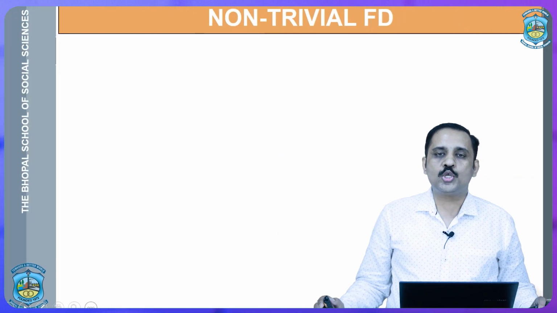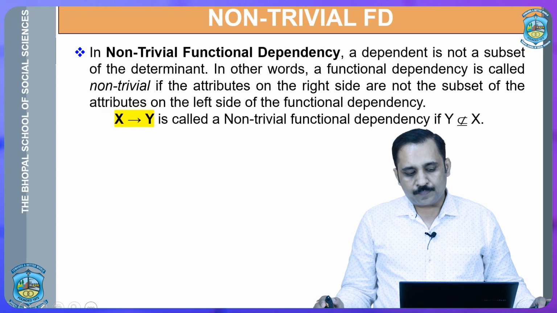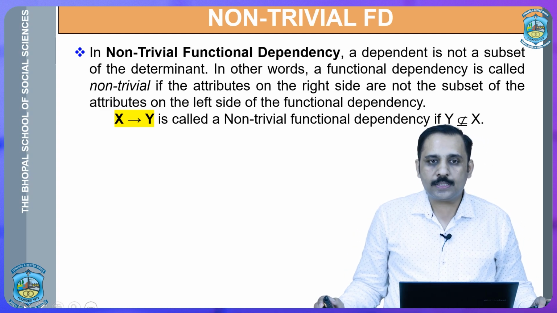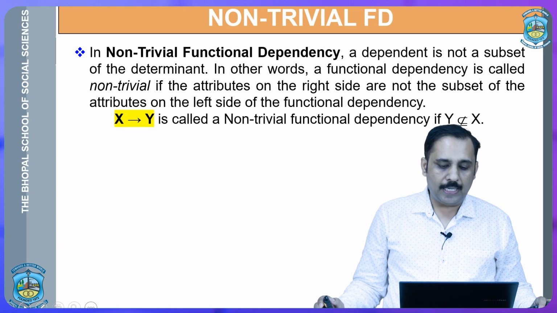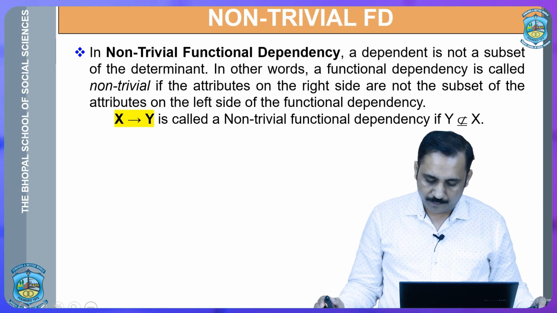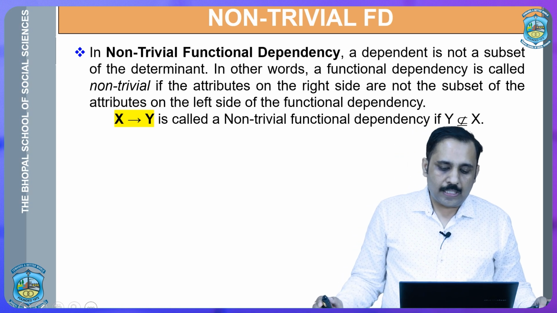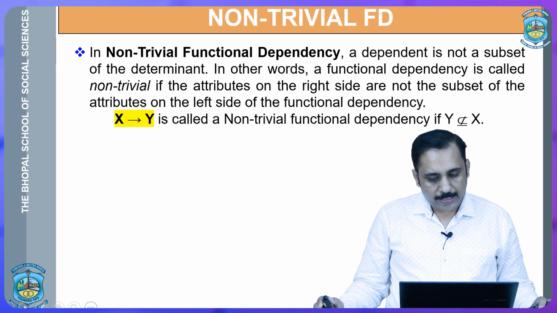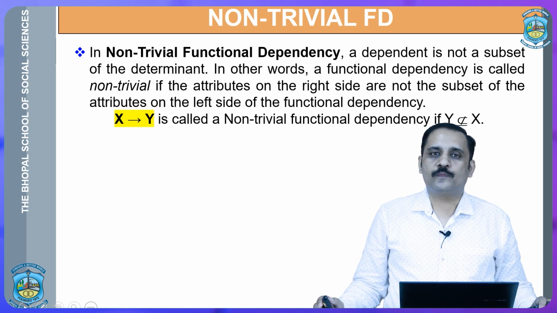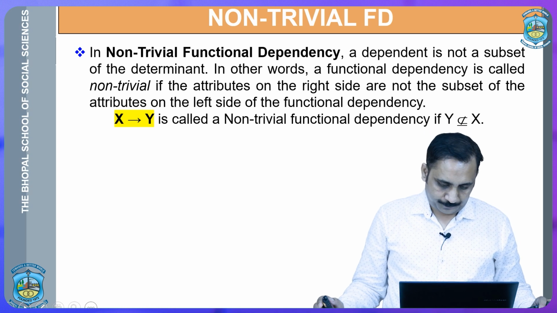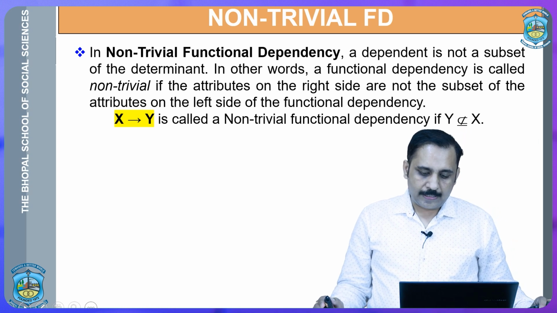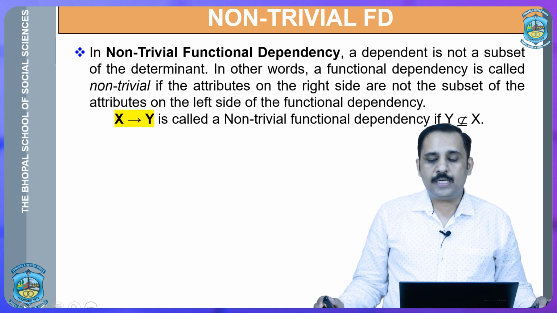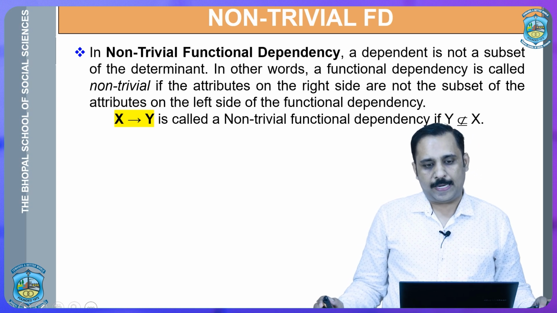Next, we see what non-trivial functional dependencies are. Any functional dependency in which the dependent is not a subset of the determinant is called non-trivial. In other words, in a non-trivial functional dependency, the attributes on the right hand side are not a subset of the attributes on the left hand side, right? We represent it mathematically like X → Y. It is non-trivial when Y is not a subset of X.